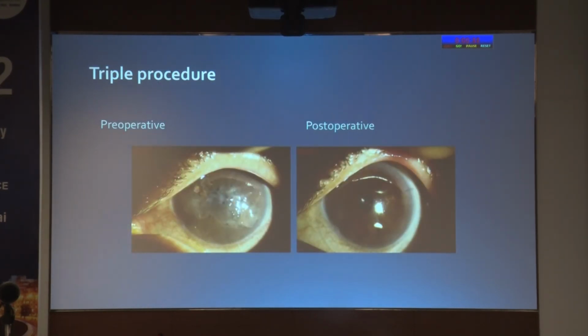Now this is a photograph of a patient in whom we have done a triple procedure using DMAC. We can see in the post-operative photograph an inferior peripheral iridotomy has been done. This is a must in a combined procedure case to avoid pupillary block.